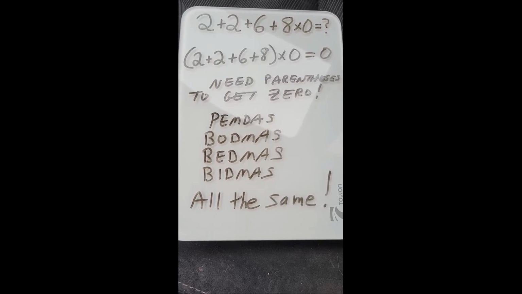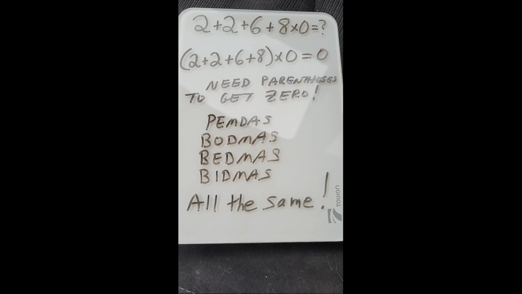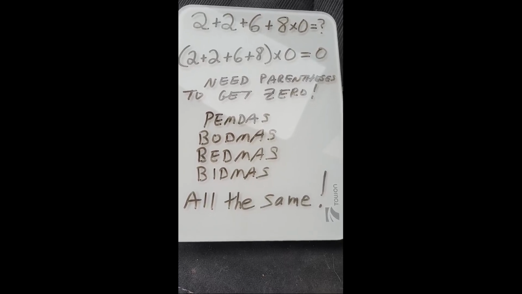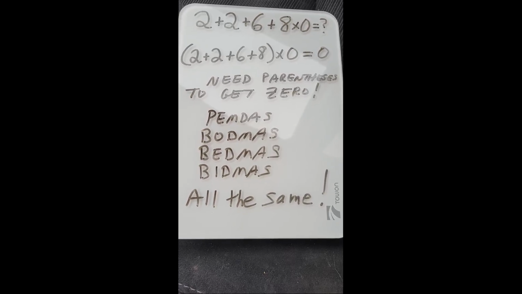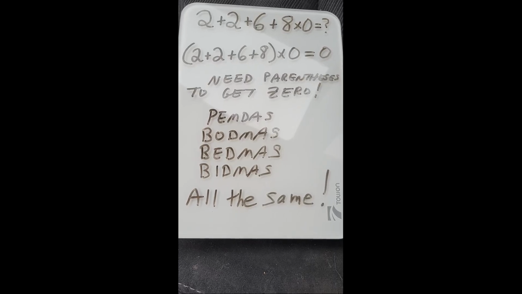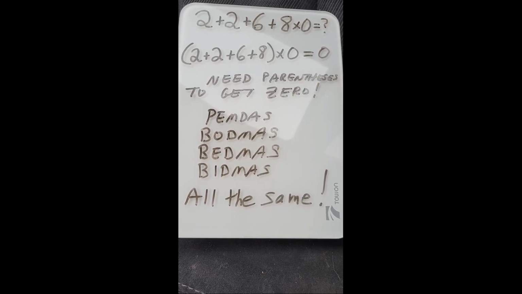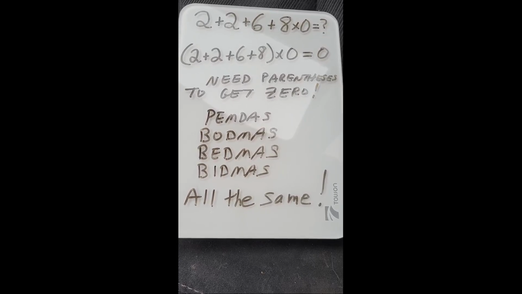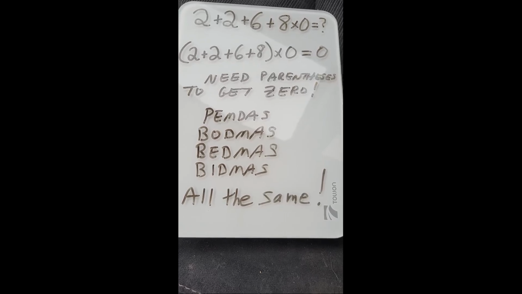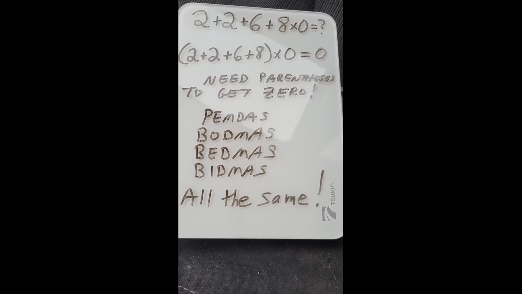Remember, PEMDAS, BODMAS, BEDMAS, or BIDMAS. Those are just acronyms. They all stand for the same 4 steps of the order of operations. With PEMDAS, it would be parentheses, exponents, multiplication and division left to right. Multiplication and division have equal precedence. And then you have addition and subtraction. Addition and subtraction could be solved in any order. It doesn't matter. So it's only 4 steps.